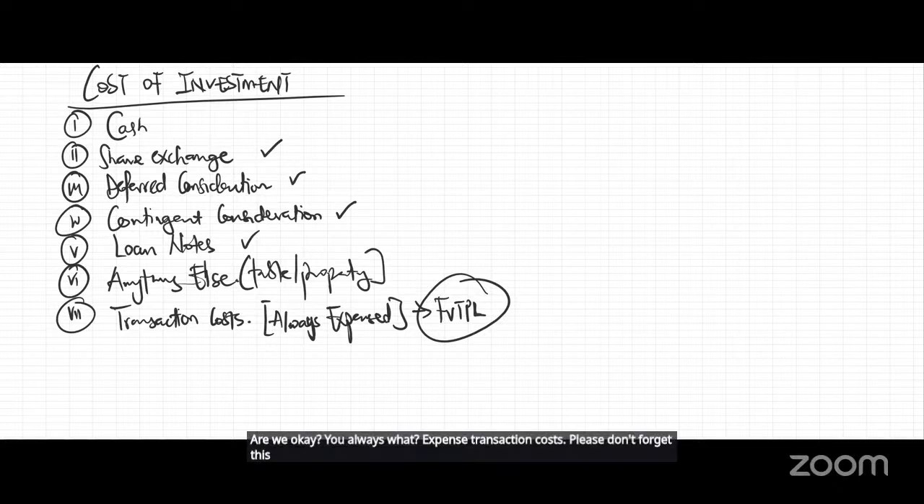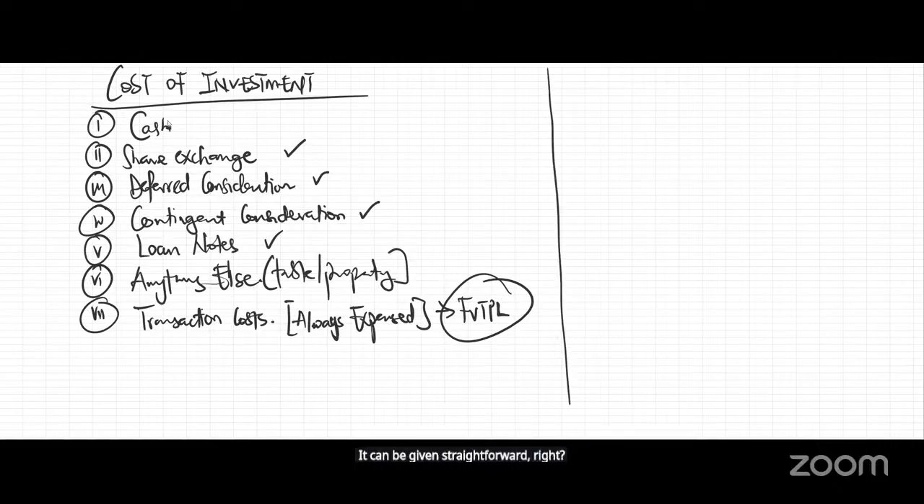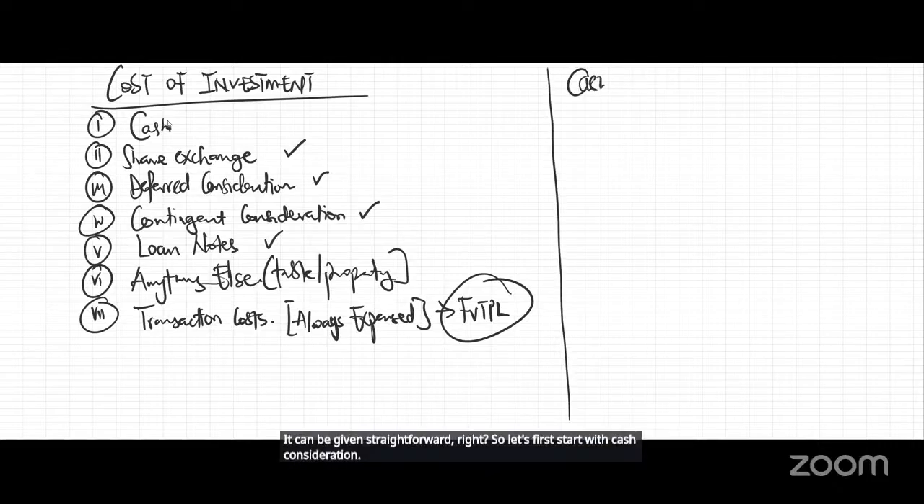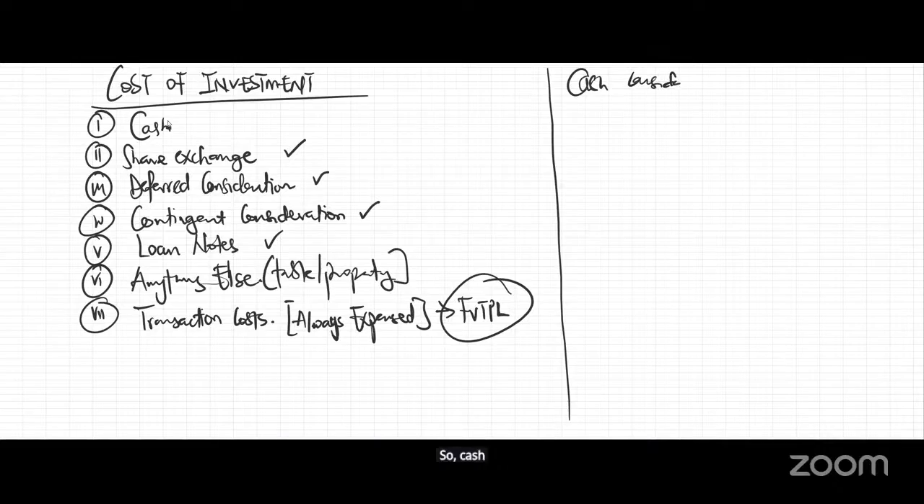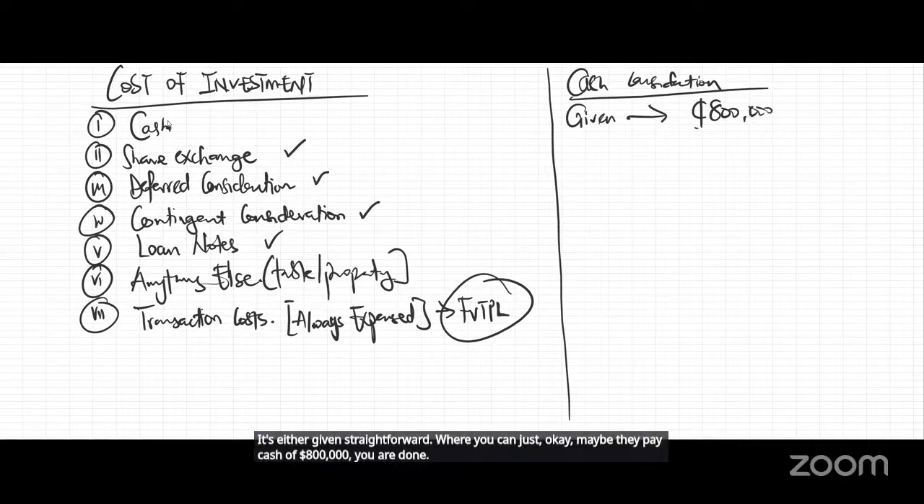All right, so now let's take them. I'll not even talk about cash. Cash can be given in two ways. So let's first start with cash consideration. Cash consideration is straightforward. It's either given directly, where maybe they pay cash of 800,000. You are done. Then you just pick it up.